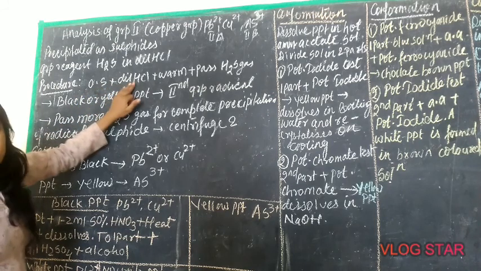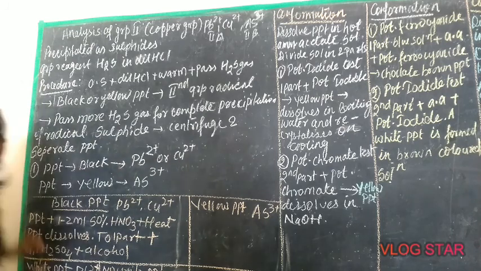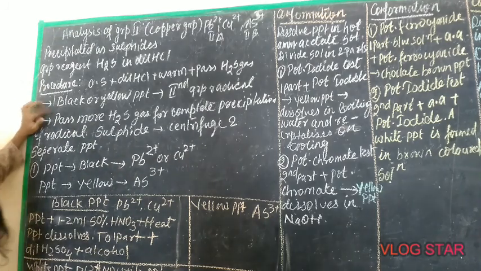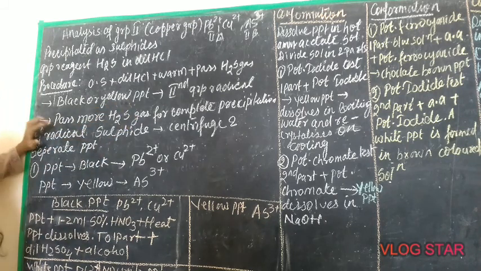If you don't get any result, you can proceed with the same solution. Original solution plus dilute HCl, warm it and pass H2S gas. If black or yellow PPT is obtained, then second group radicals are present. If you get any PPT, pass more H2S gas so that complete precipitation of radical sulfide takes place. Then once it is completely precipitated, centrifuge and separate the precipitate.